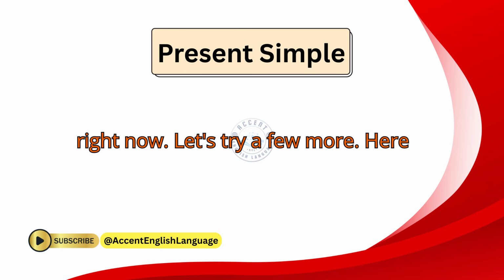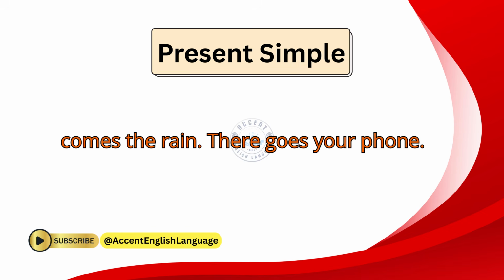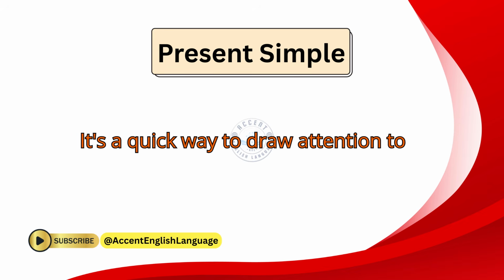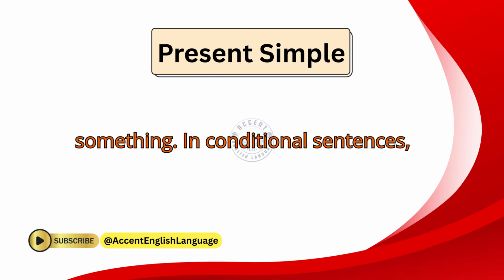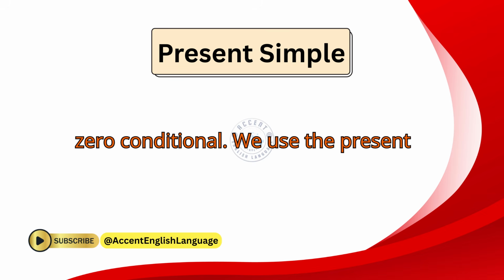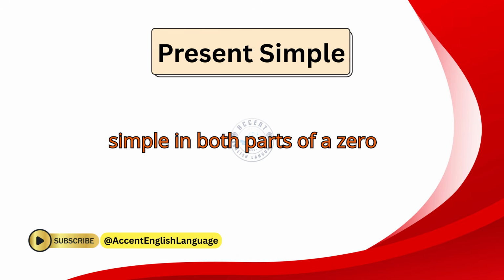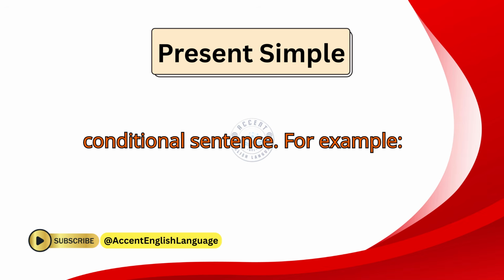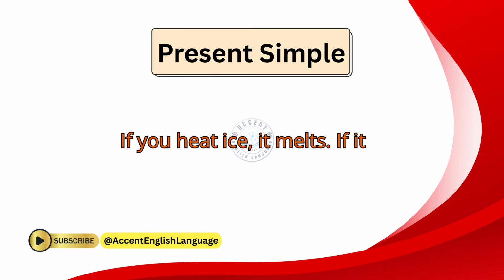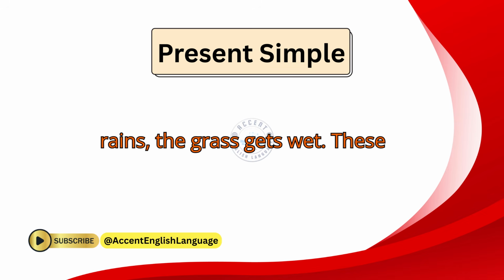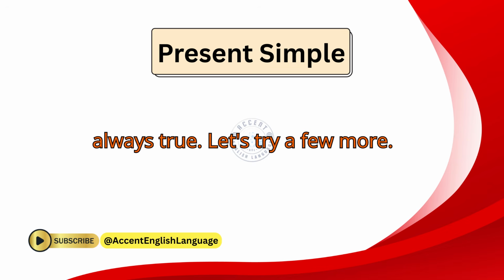Let's try a few more. Here comes the rain. There goes your phone. It's a quick way to draw attention to something. In conditional sentences, zero conditional. We use the present simple in both parts of a zero conditional sentence. For example, if you heat ice, it melts. If it rains, the grass gets wet. These sentences talk about things that are always true.